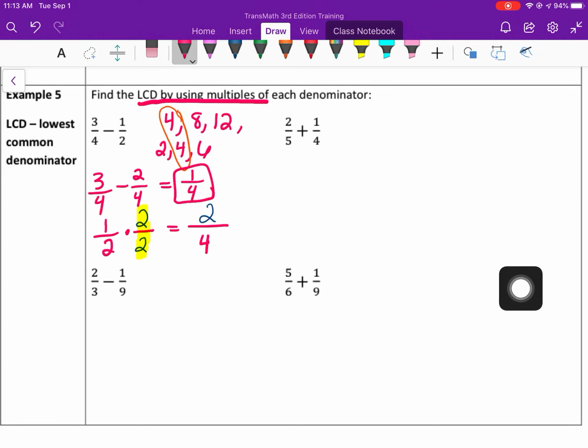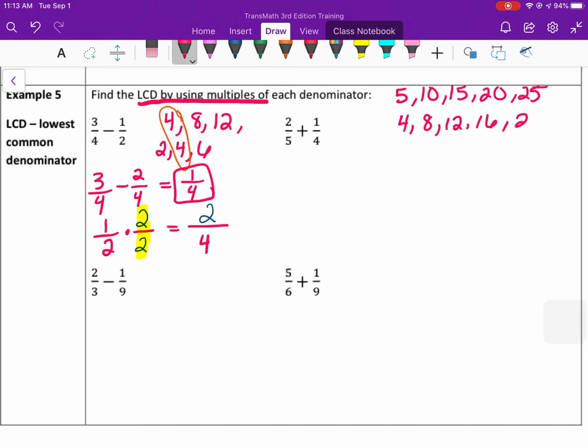All right, let's try this one over here. 2/5 plus 1/4. So I'm going to count by 5s. 5, 10, 15, 20, 25. And then 4, 8, 12, 16, 20, 24. I have 20 in common. 20 is in common of both.